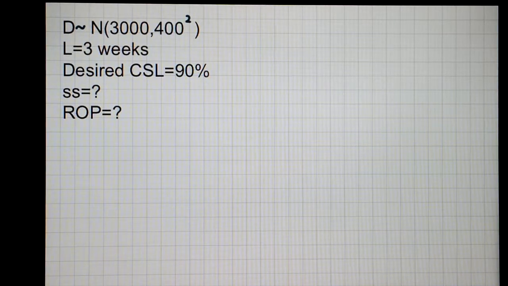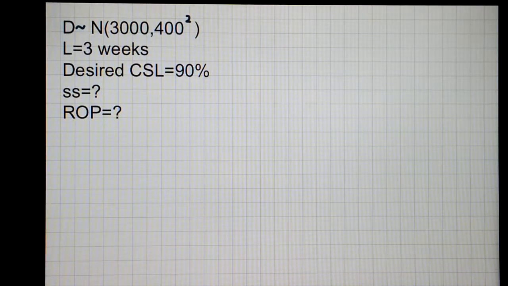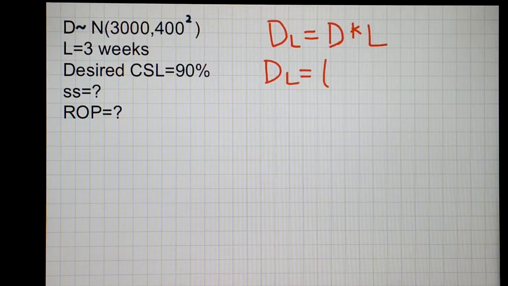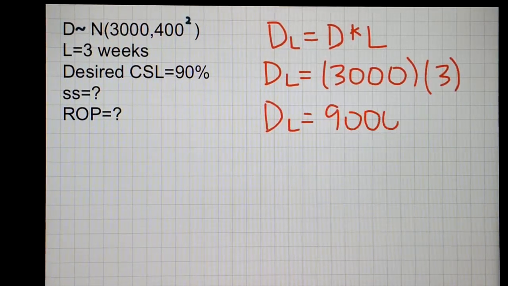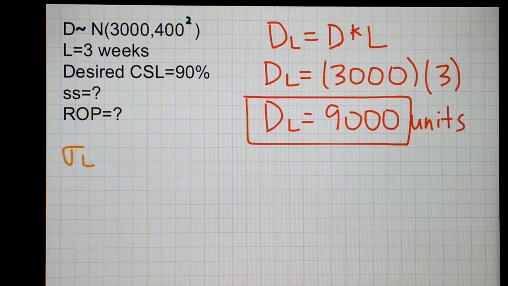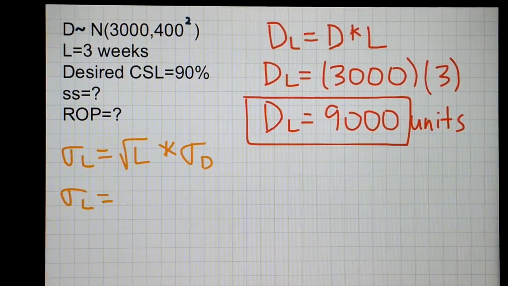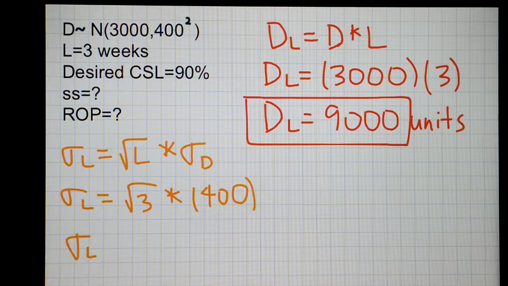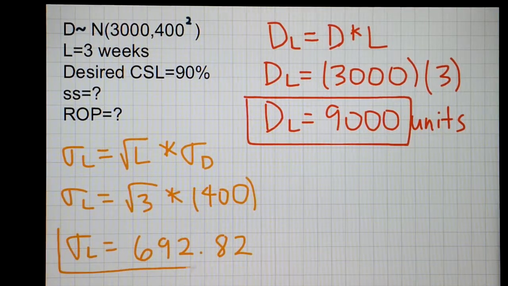Imagine Best Buy being the customer and Dell being the supplier. How can we calculate Best Buy's safety stock with the desired cycle service level? Well, first, we calculate the demand during the lead time period. We do this by multiplying the demand times the lead time. Then, we obtain the standard deviation during the lead time. That is the square root of the lead time times the original standard deviation.